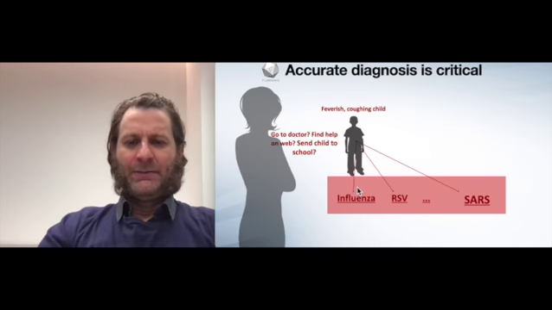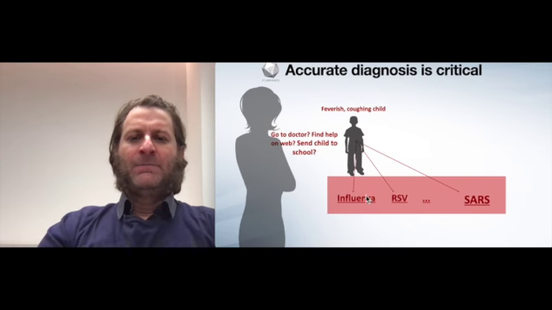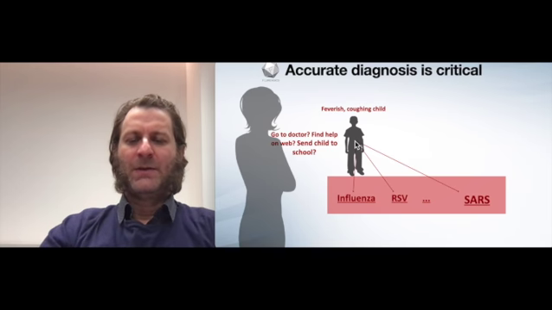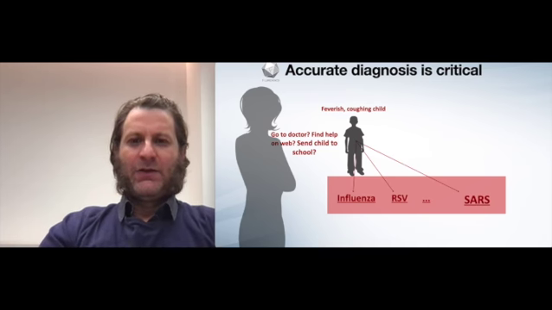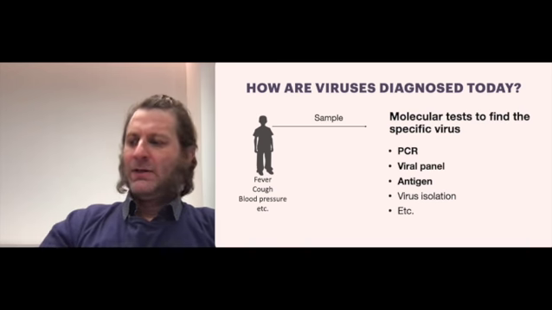Let's think about it. If a kid is coughing and has fever, is he infected with influenza, or with some bacteria, or with RSV, which is respiratory syncytial virus, which is making a huge comeback? Or is it potentially something really dangerous like SARS, which was the virus from 2003? So we want to determine exactly what was the causing agent. How is this done today?